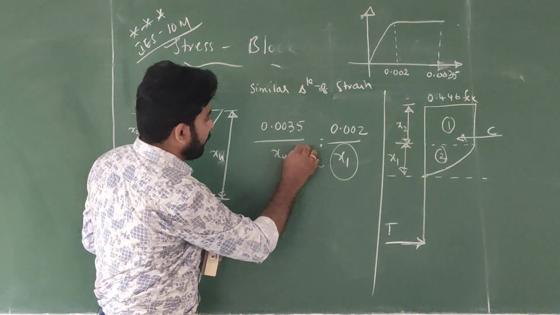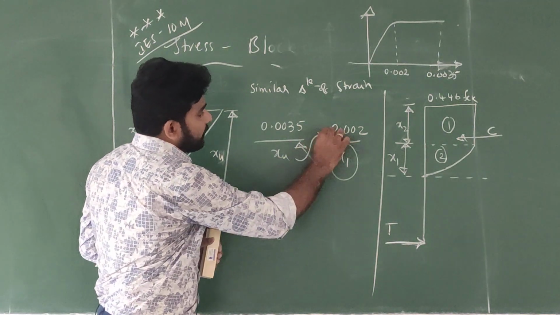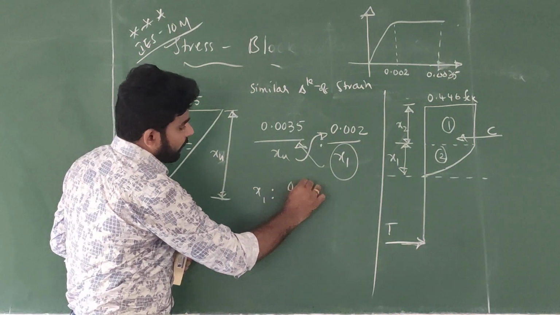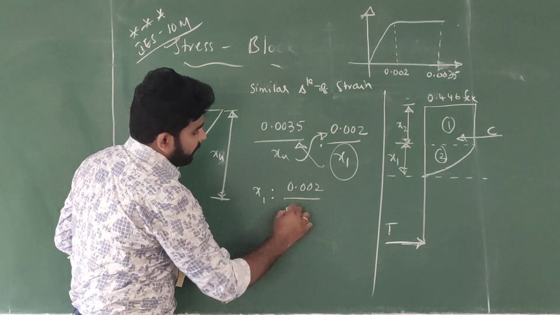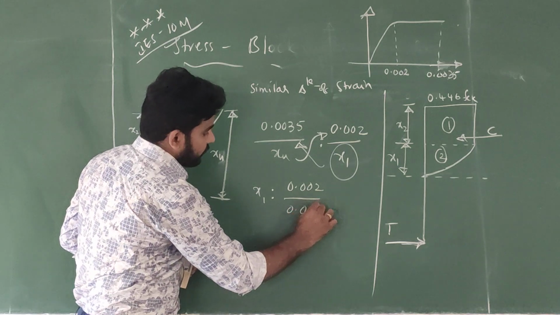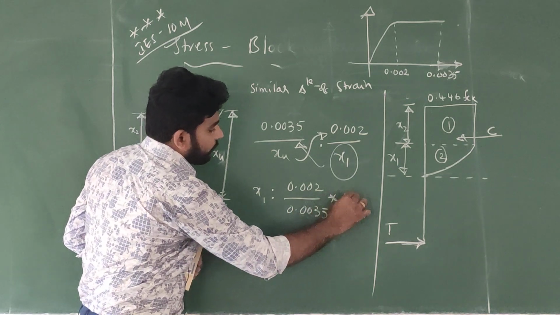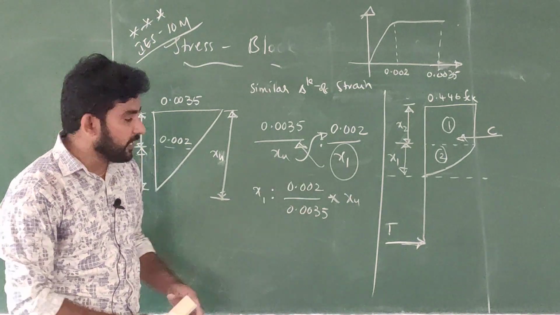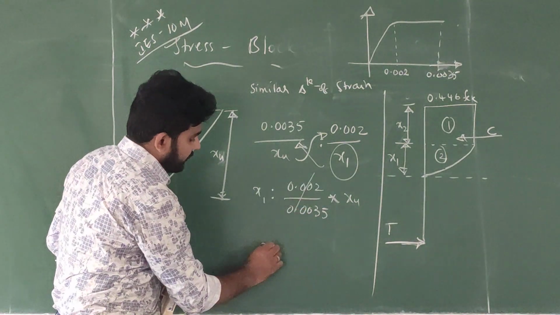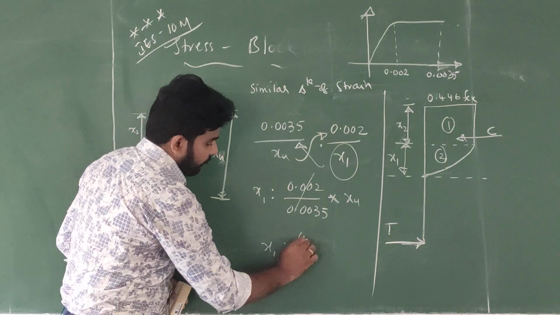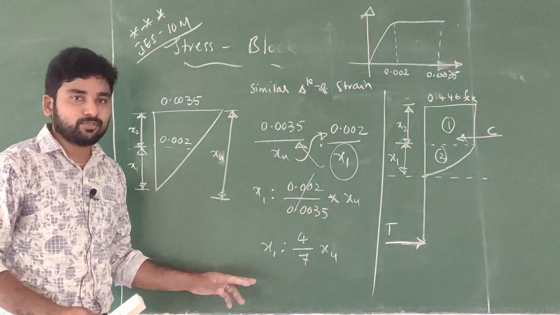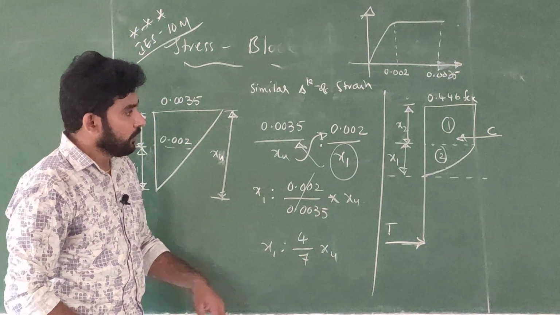What should we do? We will do the cross multiplication. Now x1 equals 0.002 divided by 0.0035 into xu. By simplification, x1 equals 4 by 7 xu. x1 equals 4 by 7 xu.